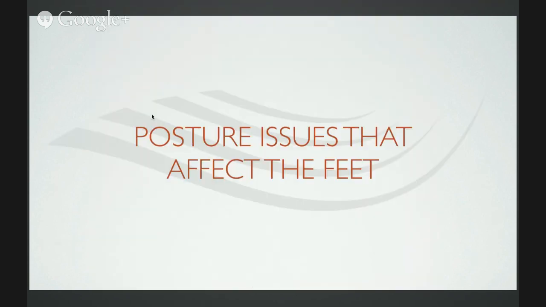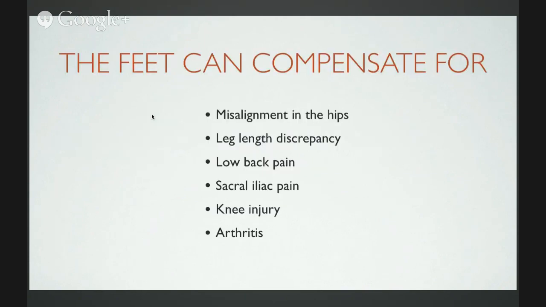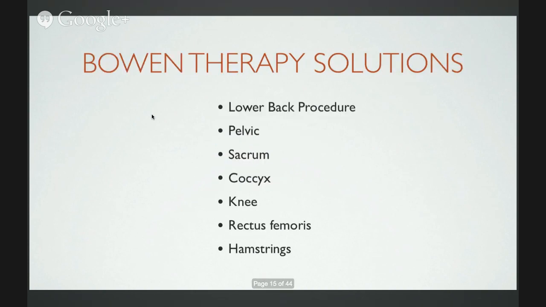So here we're going to look at some of the posture and its effects on the feet. So for sure, I've mentioned already the misalignment in the hips. We can see that with leg length discrepancies, low back pain, sacroiliac pain, knee injuries, arthritis throughout the body, anywhere in the feet, in the knee, in the hip, in the low back. This can all cause some form of derangement of the posture. And we have a lot of solutions with Bowen therapy for that basic core alignment of the body.